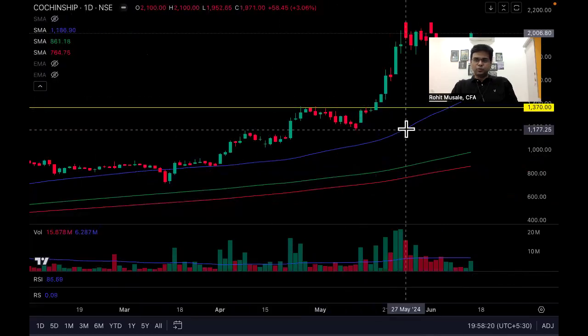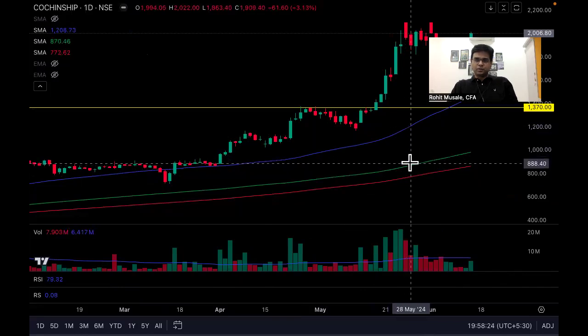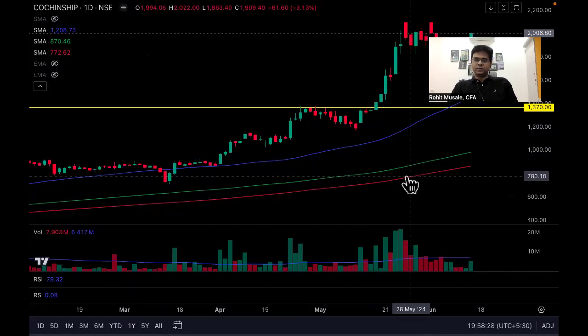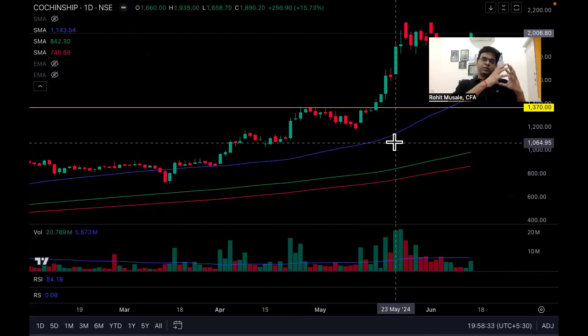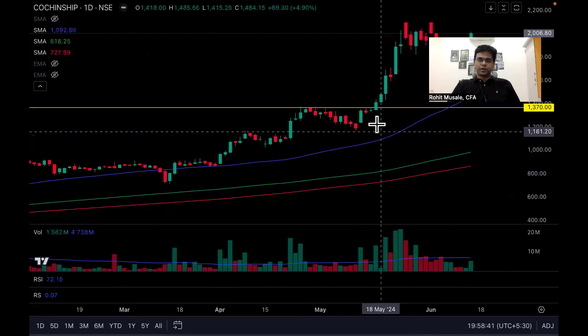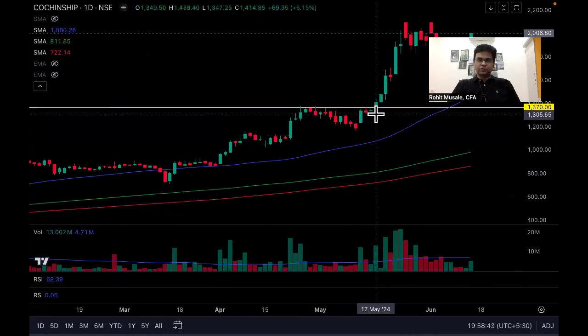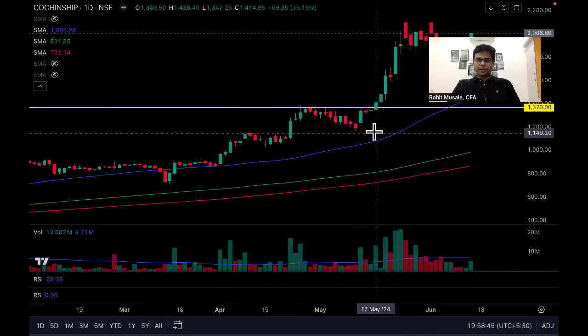As you can see, the blue, the green, and the red, the 50-day moving average is above the 150-day moving average, is above the 200-day moving average, and the price is above all the three moving averages, and all the three moving averages are sloping up, which means this is a strong stage 2 uptrending stock. Okay. And I bought on 17th of May, but I did not make money.